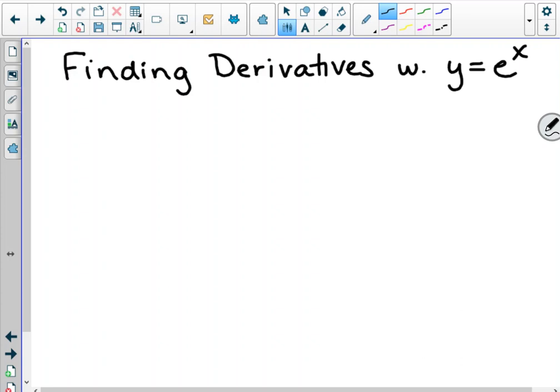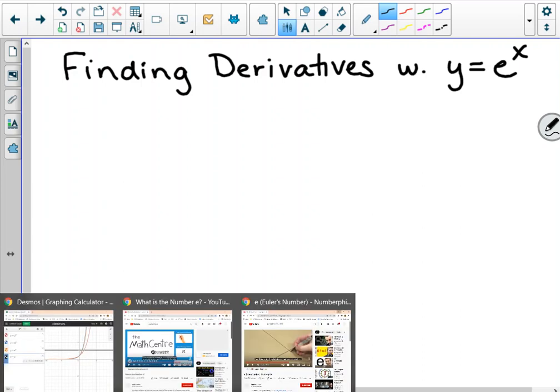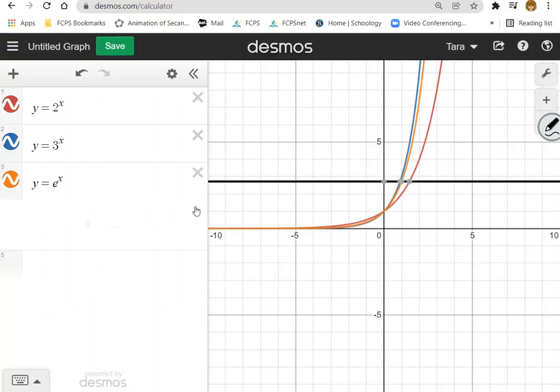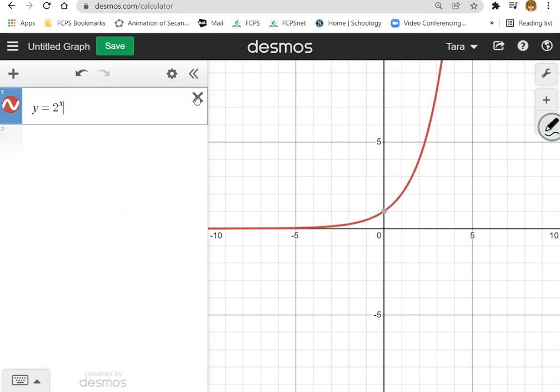Now, I was looking for a good proof for you to show you how the derivative of e to the x works. It works differently than x squared and x cubed and things. It doesn't work the same as a polynomial. It's got its own rule. I couldn't really find a very good proof, or at least not one that was good for us to feel good about. So I decided I would just do a little demonstration.